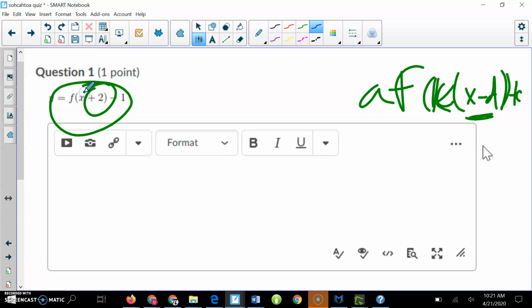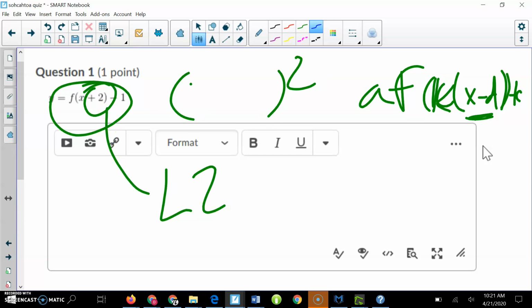So this here is your D, which means I'm going left 2. Think of your parabola. If you had this, you would say that's left 2, and that would be down 1. So that's the first question.